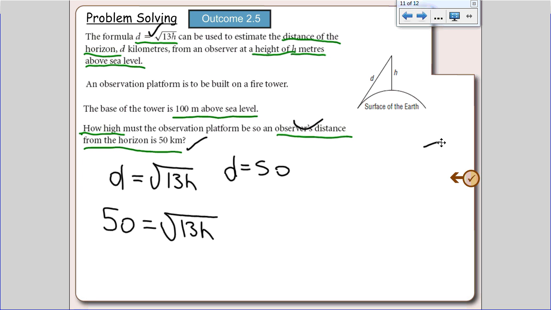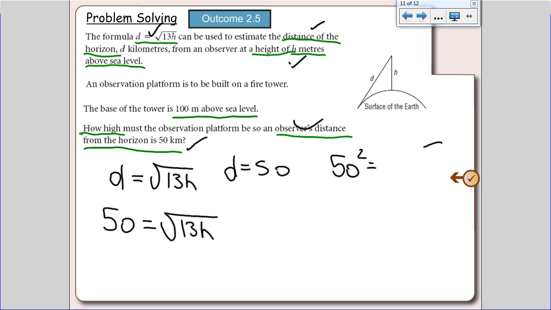We've used all these things. H, height. We've used them all. We've got 50 is equal to the square root of 13h. How are you going to solve for that? What do you need to do? Square both sides. So now you have 50 squared is equal to 13h. Now what do I need to do? Divide both sides by 13.